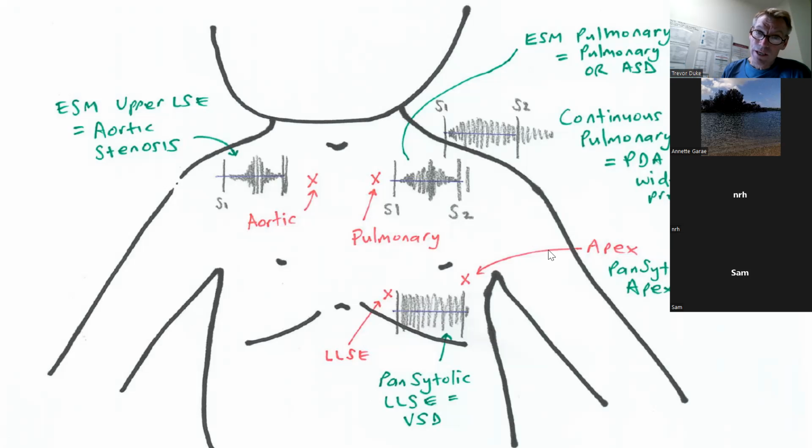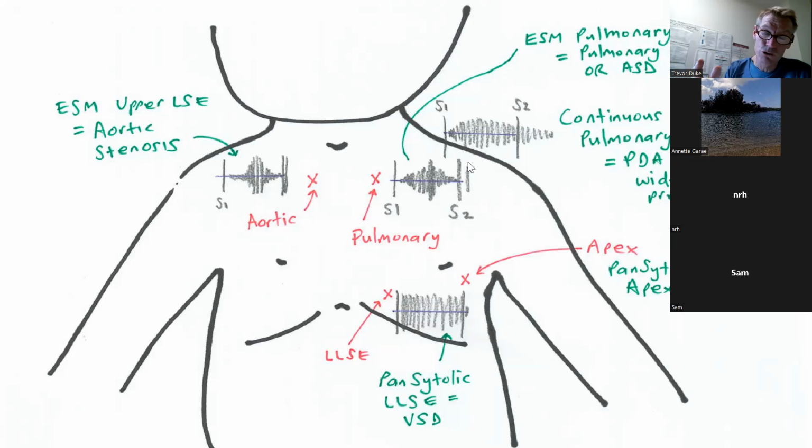Right? If you've got a murmur in the upper left sternal edge, but it seems to be not like whoosh, whoosh, whoosh, but is going whoosh, whoosh, whoosh, whoosh, going all the way through systole into diastole, then that's a continuous murmur, and that suggests a continuous murmur like that of a PDA. That's where you'll hear it, in the upper left sternal edge.